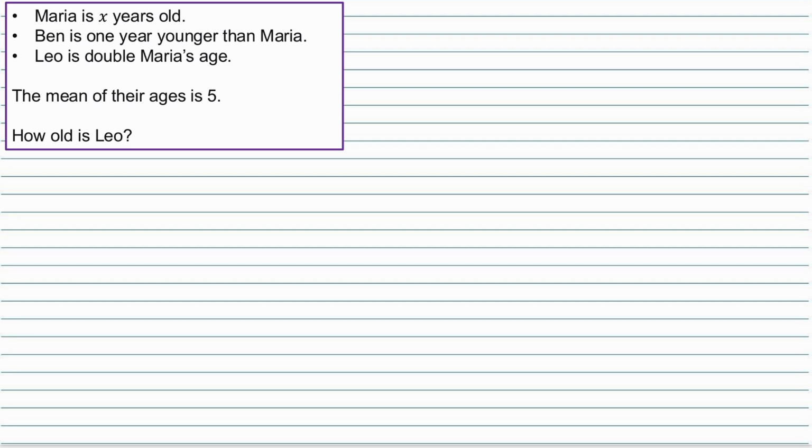So in this question, we're told that Maria is x years old, Ben is 1 year younger than Maria, and Leo is double Maria's age. The mean of their ages is 5. We need to work out how old Leo is. So do you want to give this question a go yourself? You can pause the video and come back when you're ready. Okay, so I'll come back.